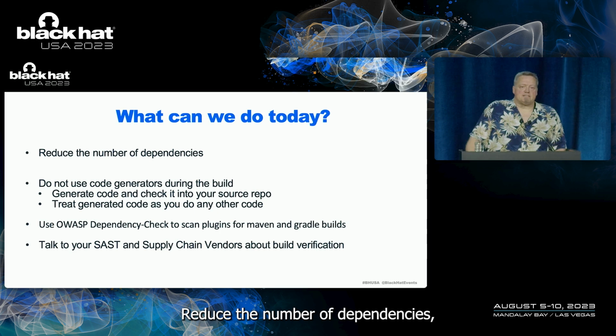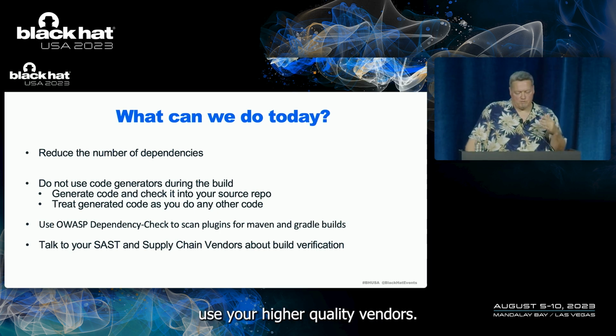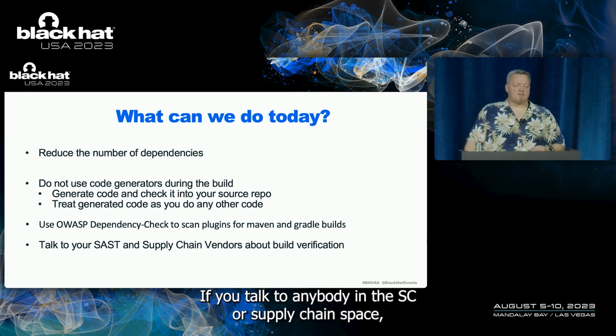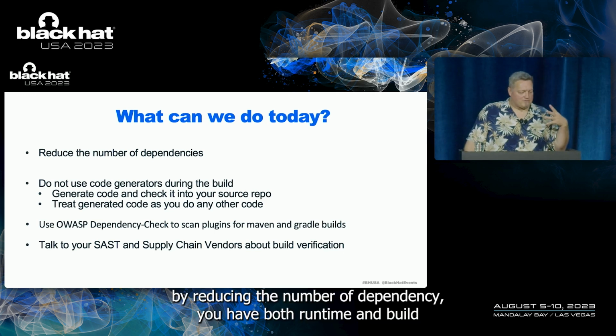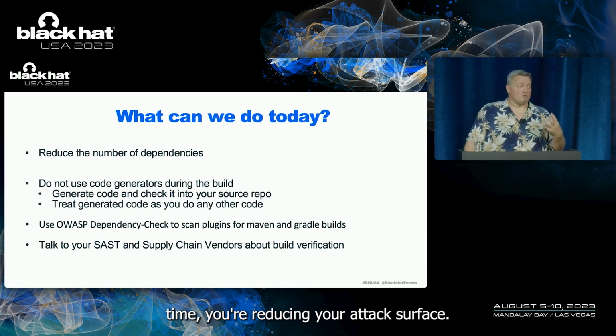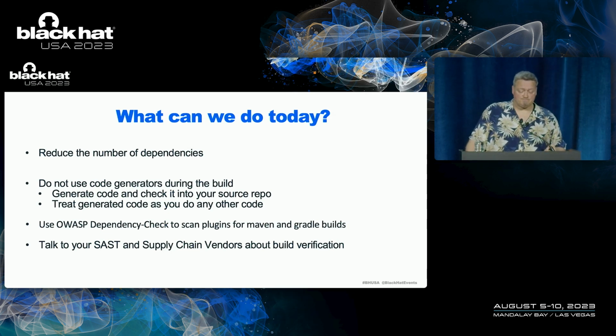Reduce the number of dependencies. Follow the Deming principle. Use fewer, higher quality vendors. If you talk to anybody in the SCA or supply chain space, by reducing the number of dependencies you have, both runtime and build time, you're reducing your attack surface.